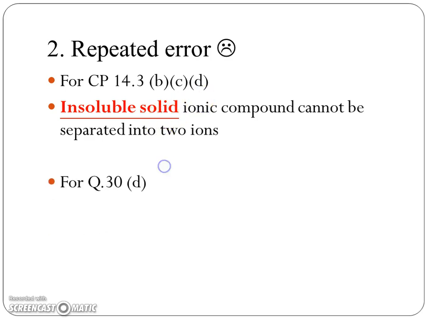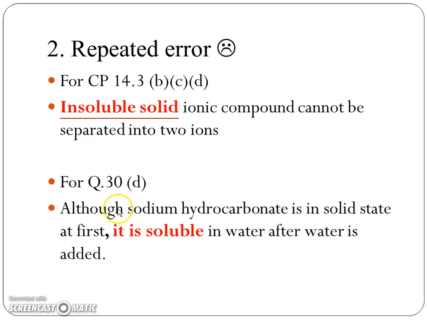For question number 30D, although sodium hydrogen carbonate is in solid state, it is soluble in water after the water is added. So we still need to separate the two ions and do the cancellation when we are writing the ionic equation.